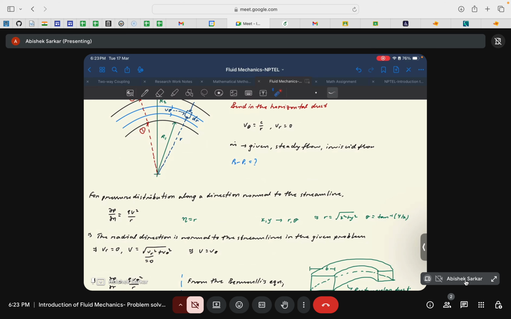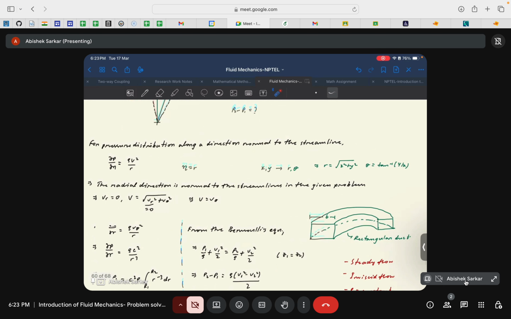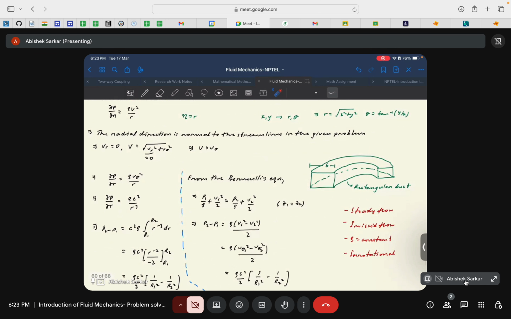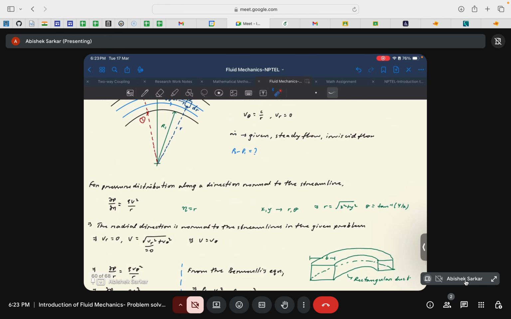And given the diagram, it seems like 1 and 2 are not on the same streamline. Inherently, points 1 and 2 are not on the same streamline. So I will ask you to do the calculation to see whether the velocity field given by these equations turns out to be irrotational or not.